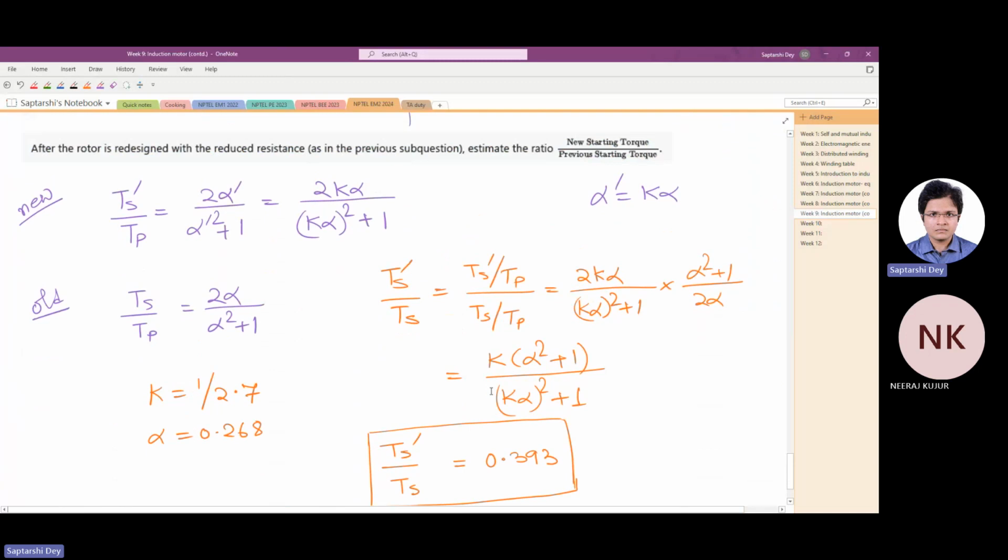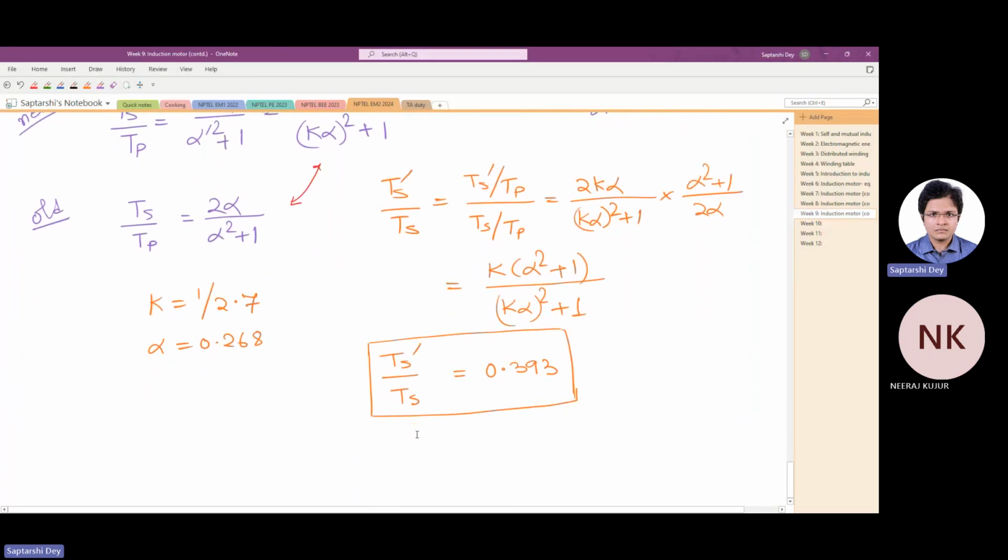And finally, new starting torque to previous starting torque. Now starting torque values we don't have, but the only thing that links the previous case and the current case is the peak torque, because that remains the same. So we have to do something in relation with the peak torque. In both cases we find the relation of starting torque to peak torque, and then we find a ratio between them. That gives us the relation between the two starting torques. K and alpha are known, and we finally get this ratio. That's all.